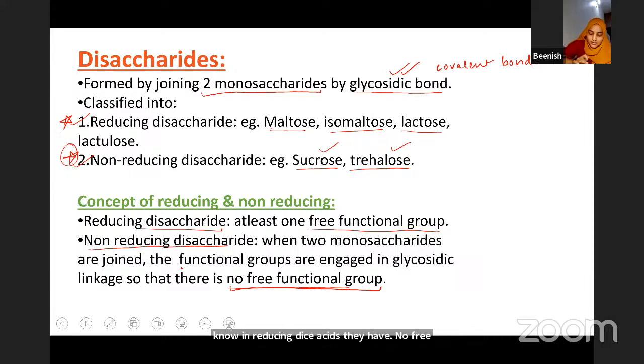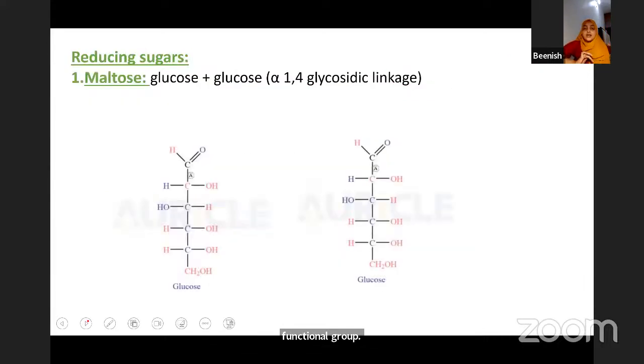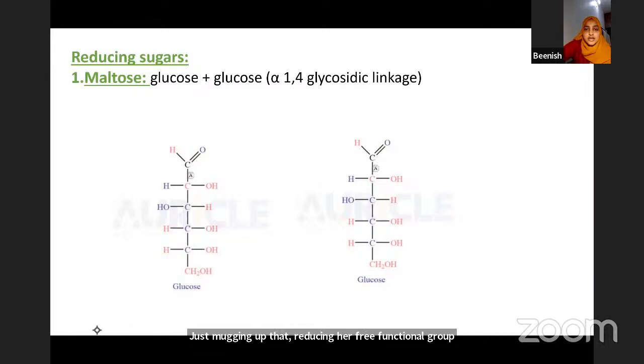Now, let's understand this concept with the help of diagrams. It is very easy. Although you are not supposed to know these structures or diagrams, for the sake of understanding what reducing and non-reducing mean, just mugging up that reducing have a free functional group and non-reducing do not, without understanding it, is of no use. Okay, so let's begin with the first example, that of maltose.